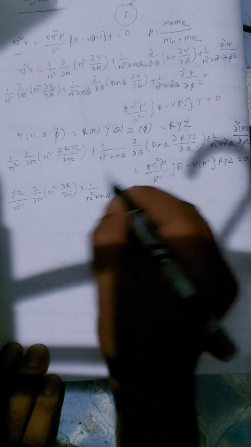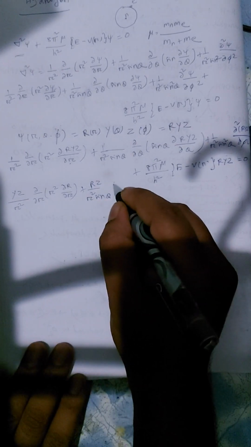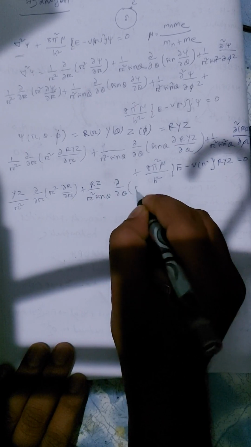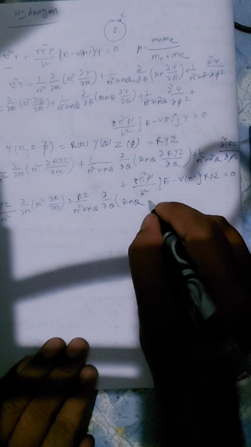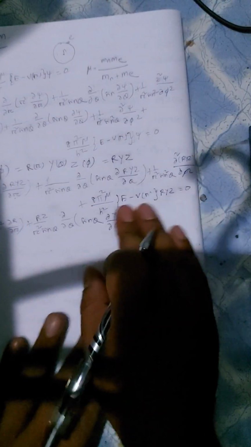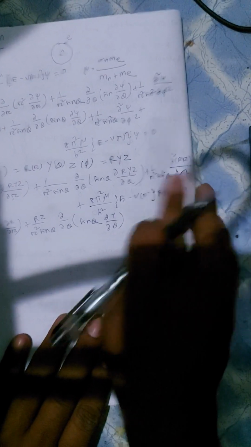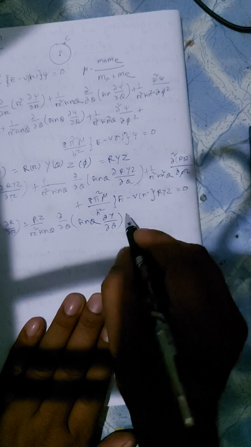So R, Z, that means I here write R, Z, then dou by dou theta, bracket sin theta dou Y by dou theta. Okay, in this case you see here, this is a function of phi, so Z is a function of phi, so keep Z in there and R, Y is constant.